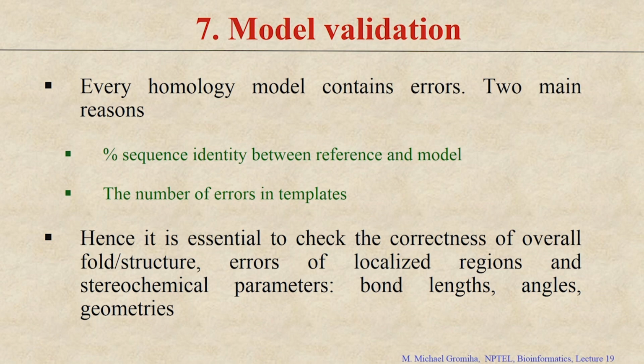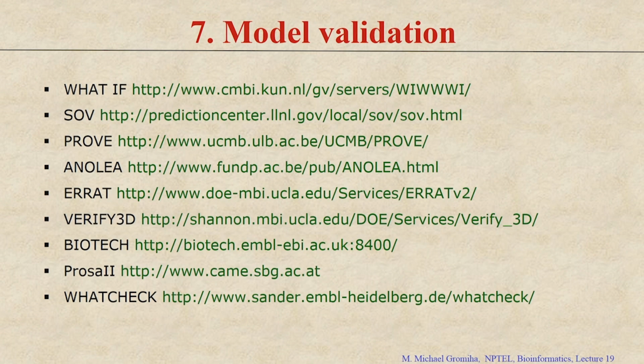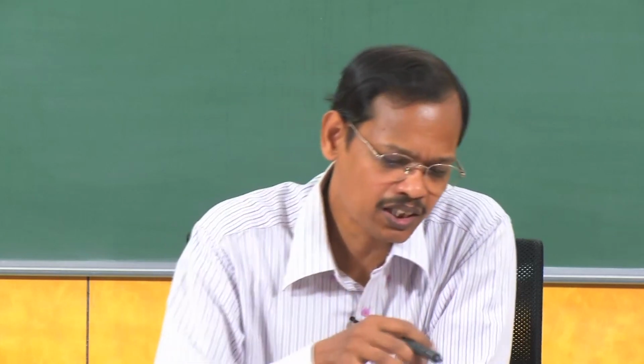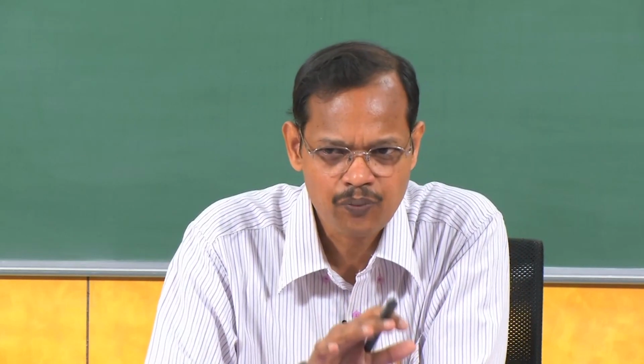You need to see whether all these things are correct, and check the correct fold, whether it is properly folded, because from the sequence you can assign the fold and see whether the final structure is in the proper fold or not. There are various methods available in the literature to validate the structure based on stereochemical properties, based on energy, and based on experimental information. There are various methods to validate whether your model is correct or not.